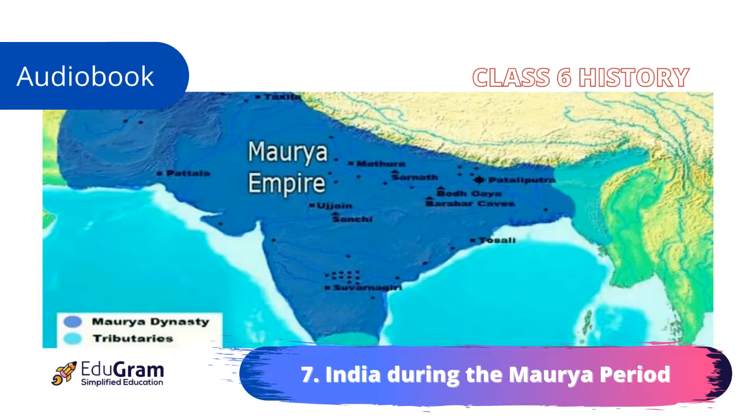Today we are going to listen to Class 6th, Subject History, Chapter 7: India during the Maurya Period. 7.1 The Greek Emperor Alexander's Invasion. 7.2 The Maurya Empire. Do you know?